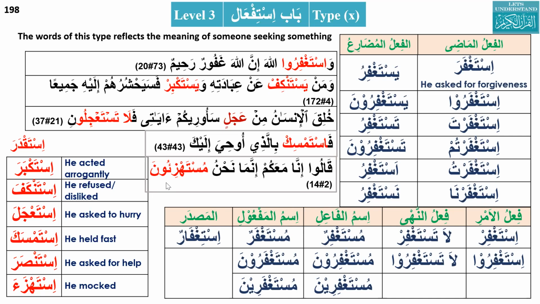Okay, go ahead. Bab fa'lal: fa'lal, abyad yubayyid ibyiḍād. Abyad means he was white. Okay, thank you. Daniel. Yes.